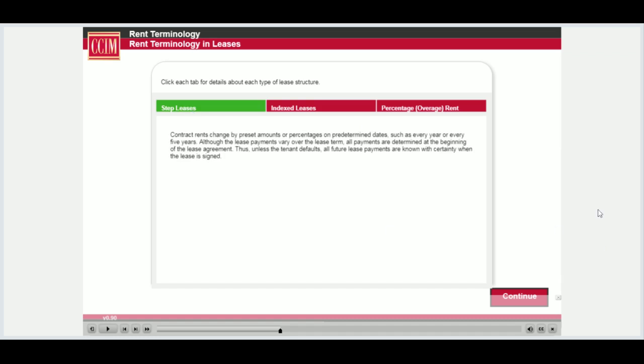Contract rents change by preset amounts or percentages on predetermined dates, such as every year or every 5 years. Although the lease payments vary over the lease term, all payments are determined at the beginning of the lease agreement. Thus, unless the tenant defaults, all future lease payments are known with certainty when the lease is signed.